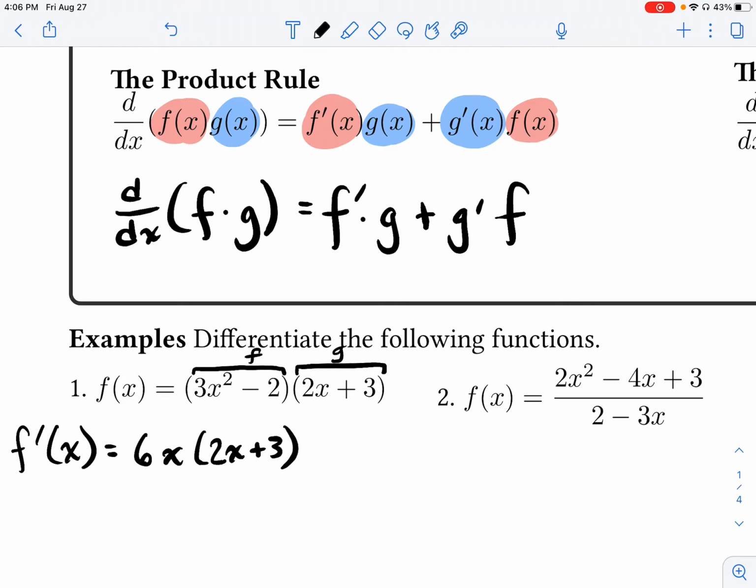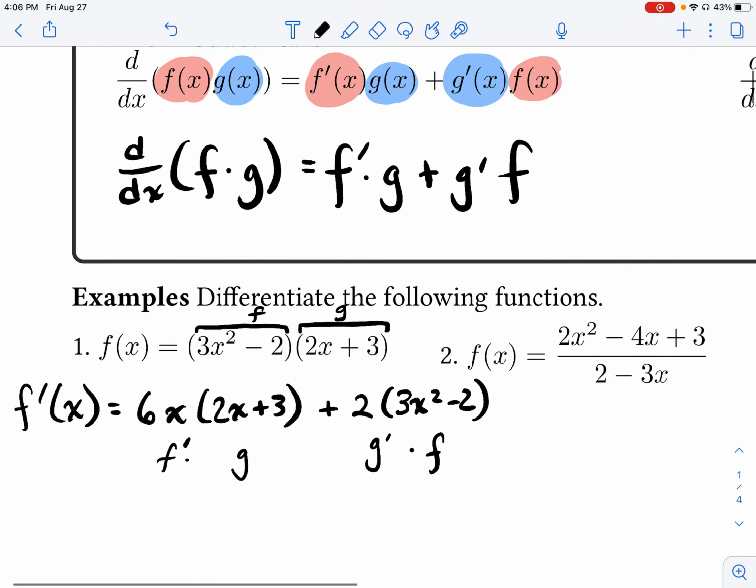So right here we did f prime times g. Now let's add that to g prime times f. The derivative of g in this case is going to be 2. And then f we're leaving as it is, 3x squared minus 2. So we have the derivative of f times g plus the derivative of g times f. You can simplify this, but I'm fine with you leaving it as it is.